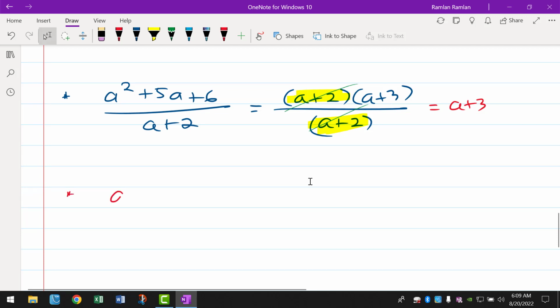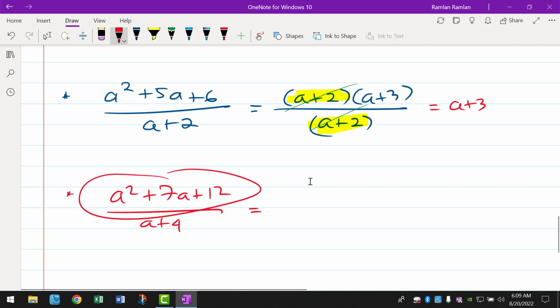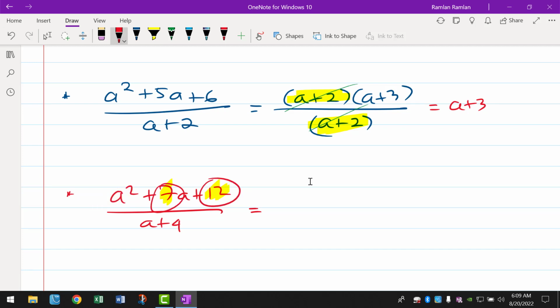Okay, and then one more example maybe for the quadratic. We have a squared plus 7a plus 12 over a plus 4. Right, the same thing again, guys. You can factorize this quadratic expression. Maybe I'm going to repeat the concept a little bit. So you are going to focus here and here. If the variable squared has a coefficient of 1, this is how you do it. You're going to be focusing on these two numbers.